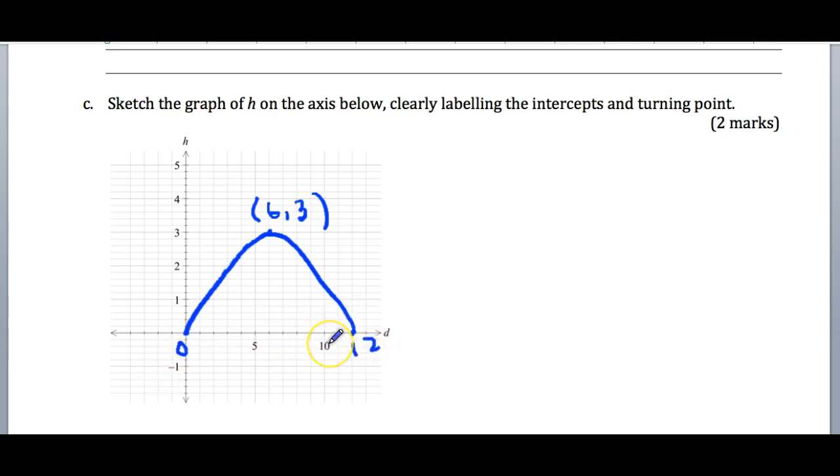Now you could keep going, but try to always think of the context of the problem, even though I haven't really taught you the domain and range. You should know that if you're kicking a ball, the height of your ball cannot go into the ground.